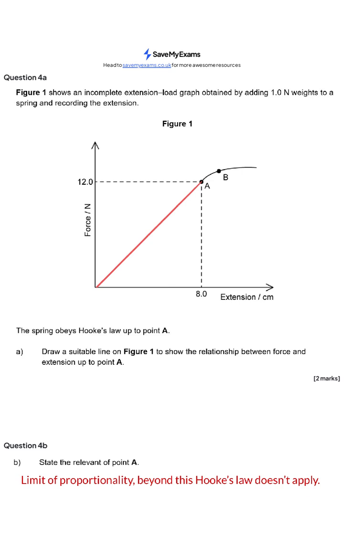And then question 4B, state the relevance of point A. That's our limit of proportionality. If we were to go beyond this, as this graph does, Hooke's law does not apply. It's not a straight line anymore.